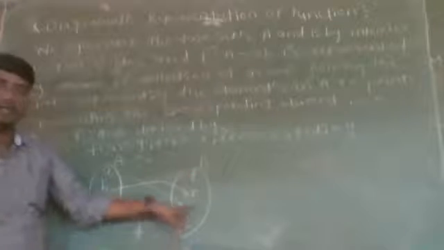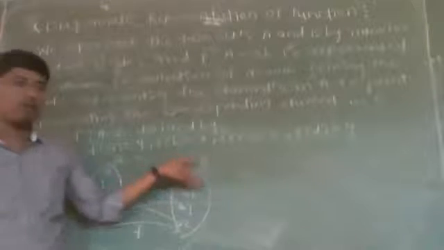So we represent two sets by the interior of two circles, and if f is a function from A to B, it is represented by a collection of arrows joining the points representing the elements in A to the points representing the corresponding elements in B. From this, if f is a function from A to B, some statements follow. Which are these statements? Let us see.